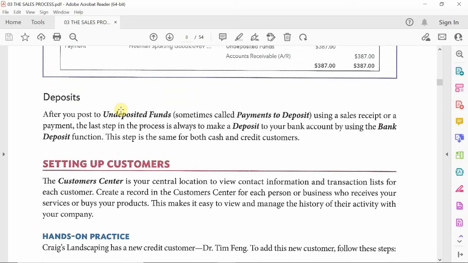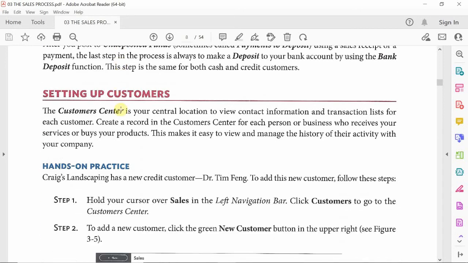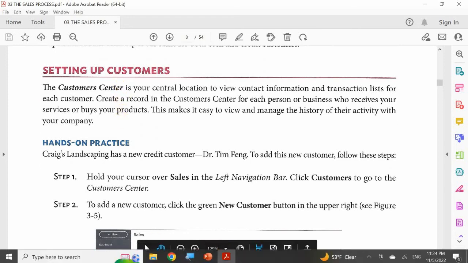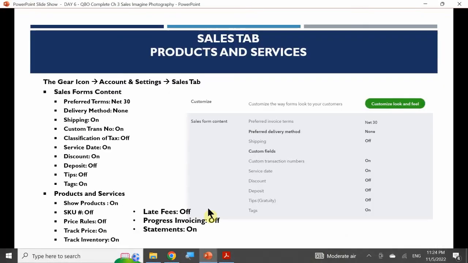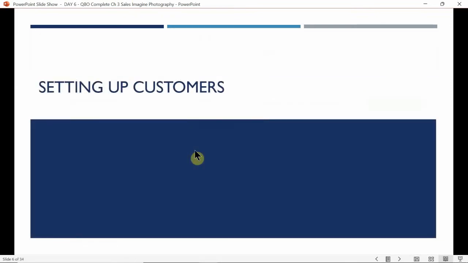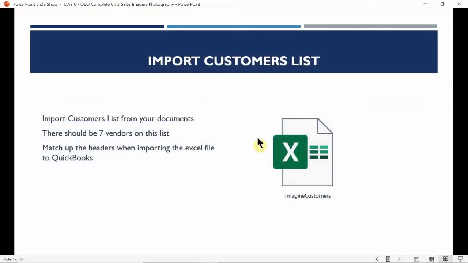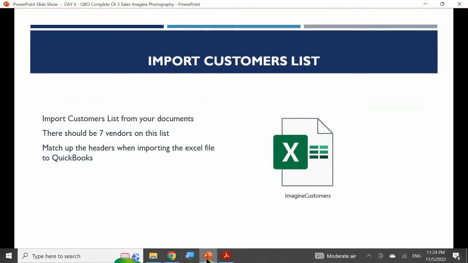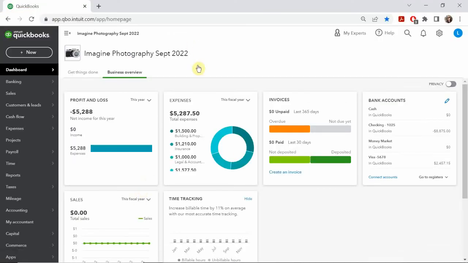Okay? So let's go ahead and talk about our customers once again. We're going to set up our customers because we need people in order for us to sell our products and services. So let's set up our customers list by doing the same thing that we did last time. We took a look at an example of importing a vendors list, so now we're going to be importing our customers list.